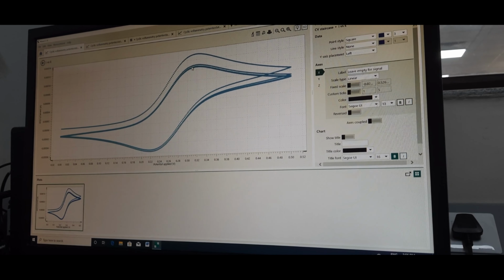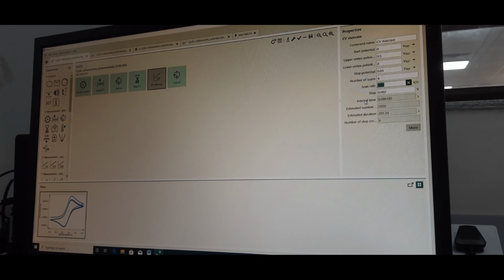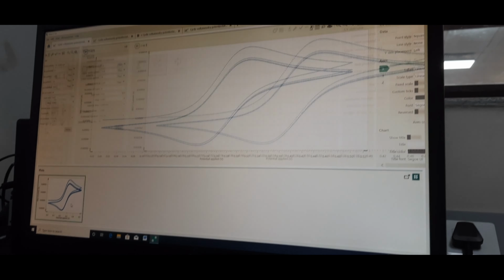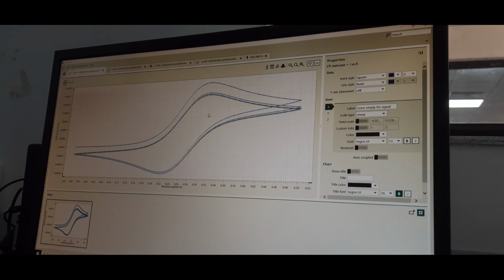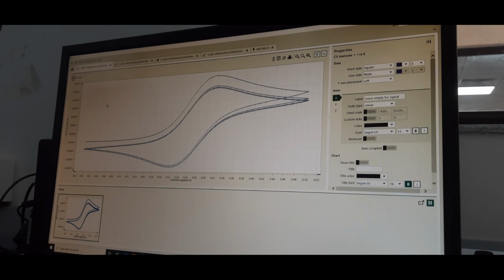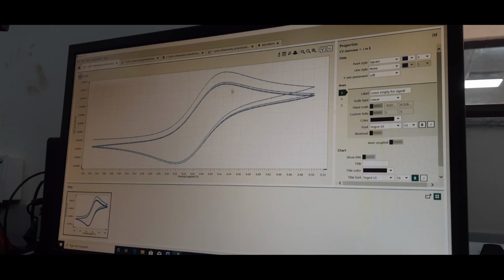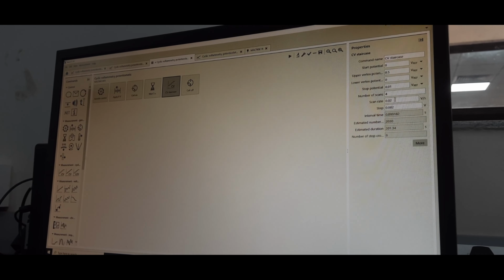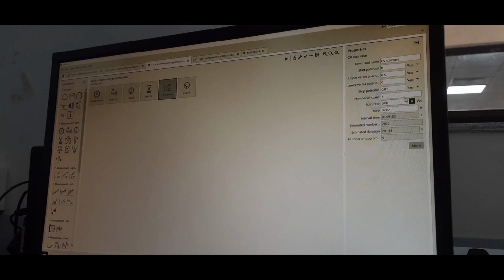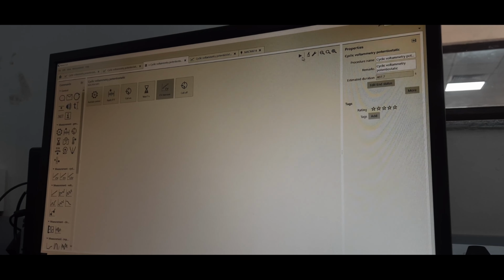And one more important thing: I have conducted this CV at a scan rate of 20 millivolt per second. If I do the CV at a scan rate of 10 millivolt per second, what will happen to this peak current? I discussed in class that this current will decrease. So I am going to show you how this will look if I take this scan rate as 10 millivolt per second.